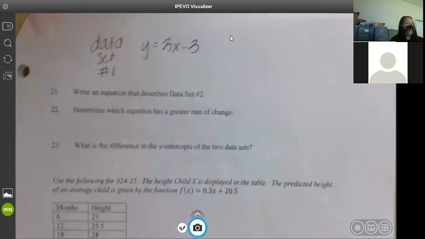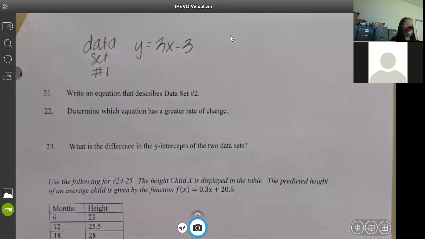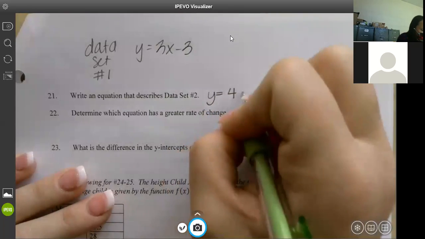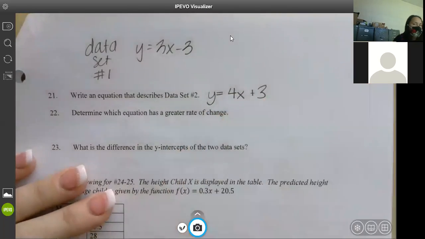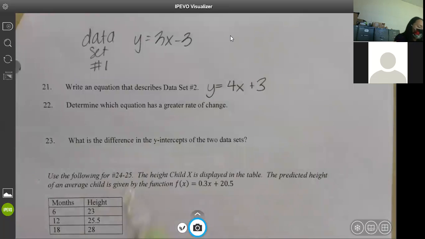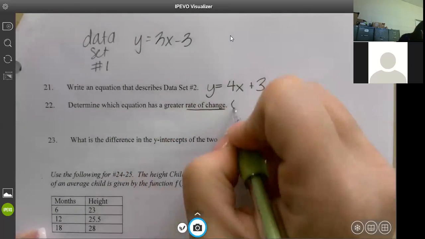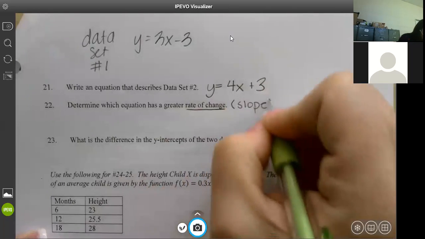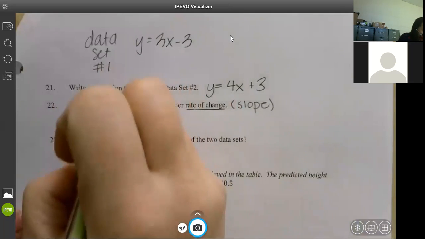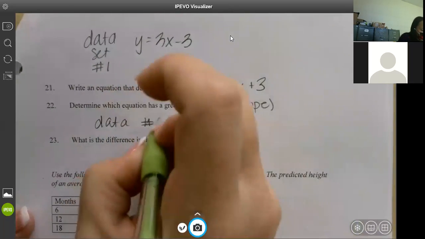All right, from the page before, I just wanted to recopy that down. Data set number 1 is 3x minus 3. We just did data set 2, and we got a 4 and a 3. Write an equation to describe data set 2. That's what we just did. 22 says a greater rate of change is the same thing as slope. So which one has a bigger slope, 3 or 4? Data set 2. And it's going to be multiple choice, and it's going to say data set number 1 or data set number 2.